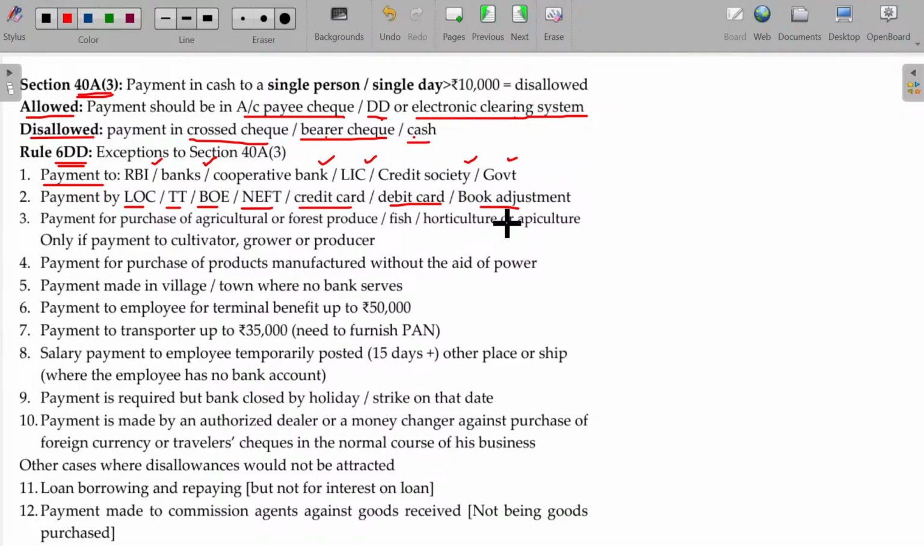Bill of exchange: you are giving the payment by way of accepting a bill. So settlement by way of bill of exchange is also accepted. NEFT, credit card, debit card are also available. What is called a book adjustment?